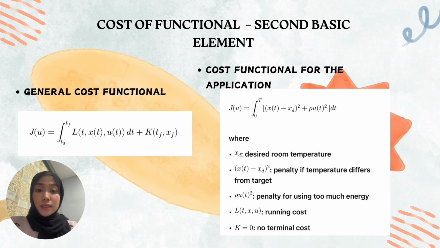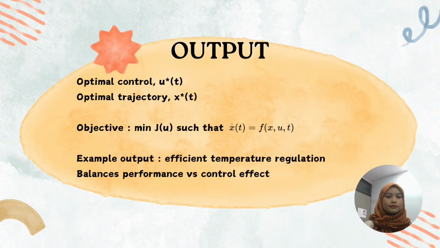But for this application, we want to keep our room temperature close to the desired level, even though using minimum energy. So for the cost functional, we have the desired room temperature, the penalty if temperature differs from target, and the penalty if using too much energy.